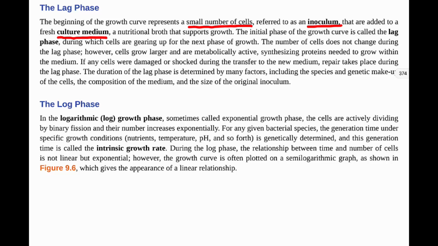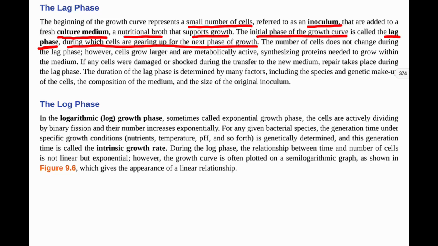So for example, our nutritional broth. That's going to support growth, because in our nutritional broth we have the nutrients that are required for that particular organism to grow. So the initial phase of the growth curve is called the lag phase. In this lag phase, our cells are gearing up for the next phase of growth.